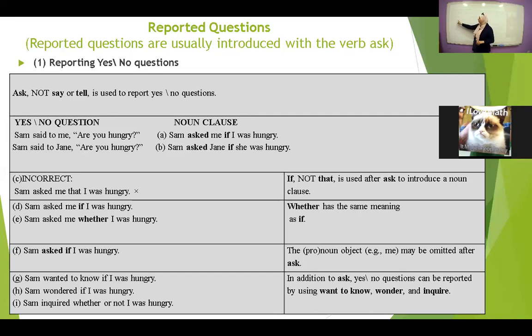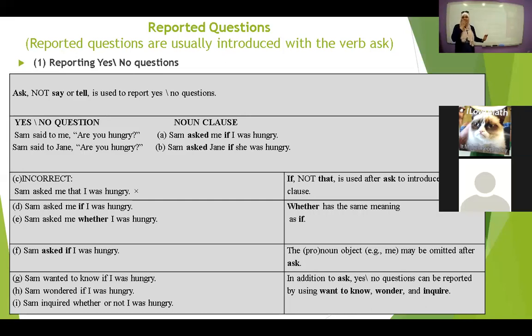Take this one. Are you hungry? He asked me a question. Are you hungry? How can I report this question? How can I repeat her question? There is only one way that you say, she asked me if I was hungry. She asked me if I was hungry.